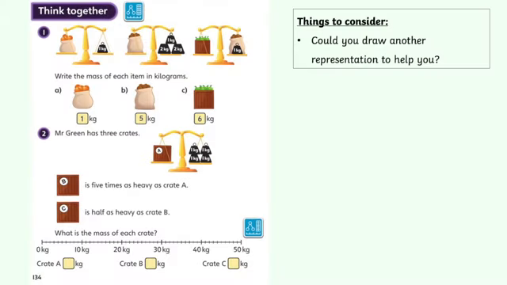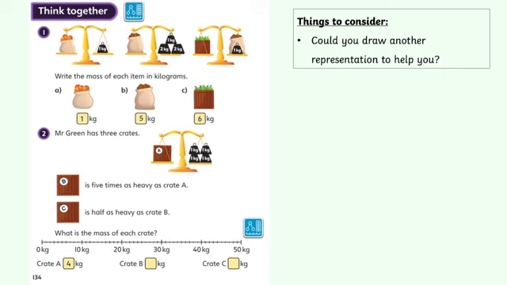Let's have a think about this question then. So the first part is nice and easy. We need to see how much crate A weighs. And we can see here we've got 4 1 kilogram weights. So A is 4 kilograms. Now crate B is 5 times as heavy as crate A. How are we going to work out how much that is?